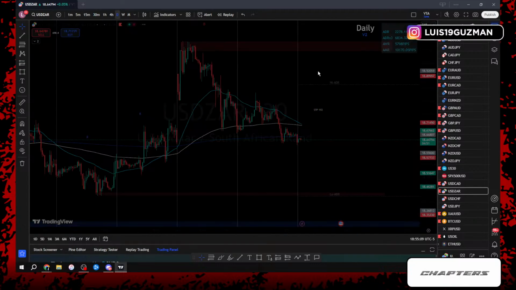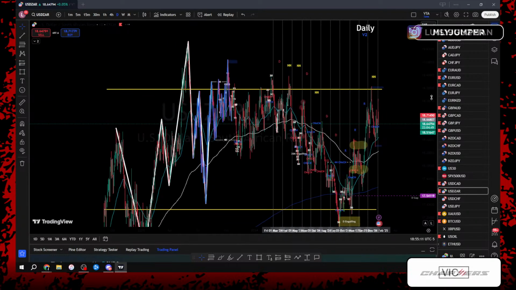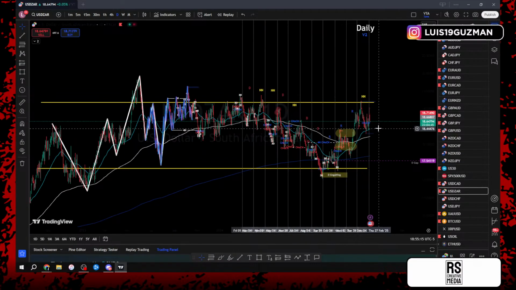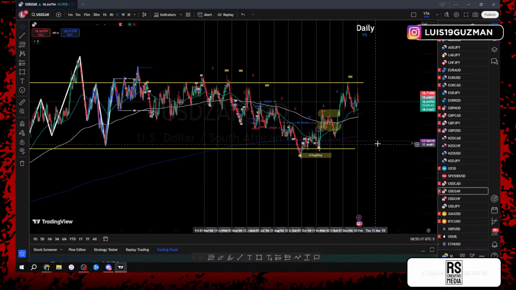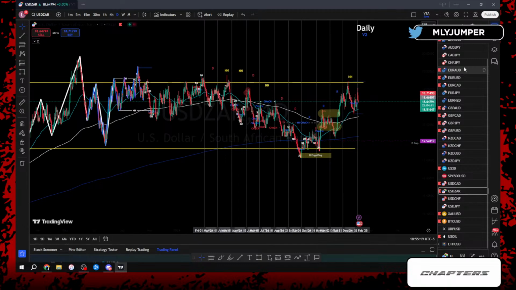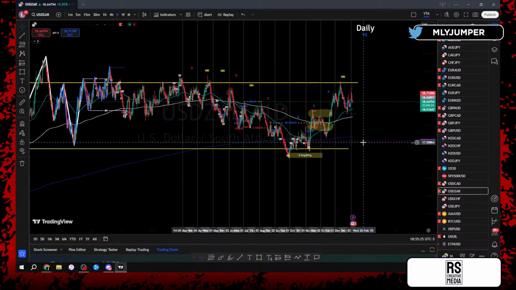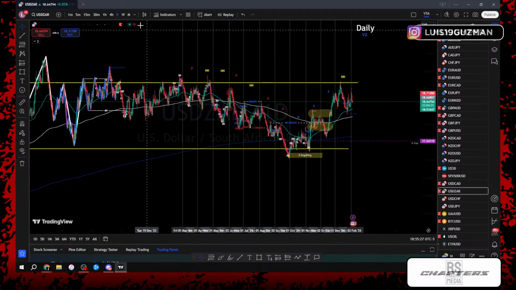USDZAR daily time frame, we know we're still in V2. We're still in the second zone of consolidation, looking for that third push to the top side. But once again, we know that we have this gap at the bottom of the market, very similar to what EA looks like. I want to see price give me a pullback back down to this gap to then continue the push to the top side.